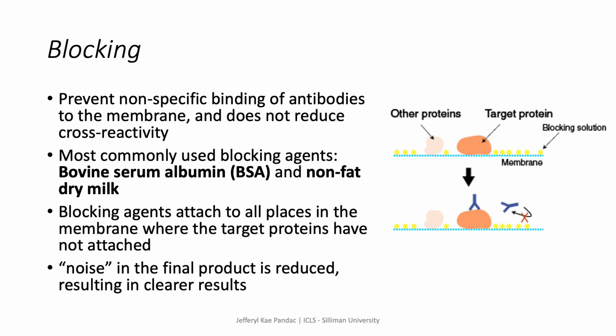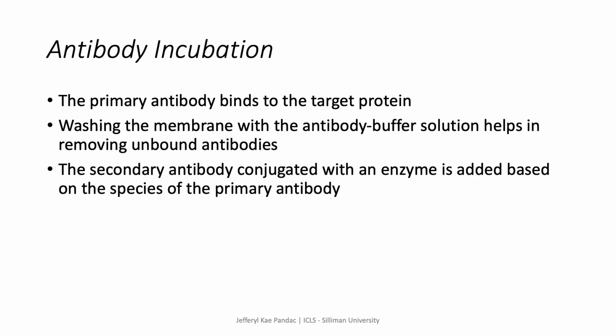on the target protein. So the most common blocking agents include protein-containing bovine serum albumin or BSA and the non-fat dry milk. The proteins from these blocking agents attach to all the places in the membrane where the target proteins have not attached. This produces clearer results as the background noise in the final product is reduced.